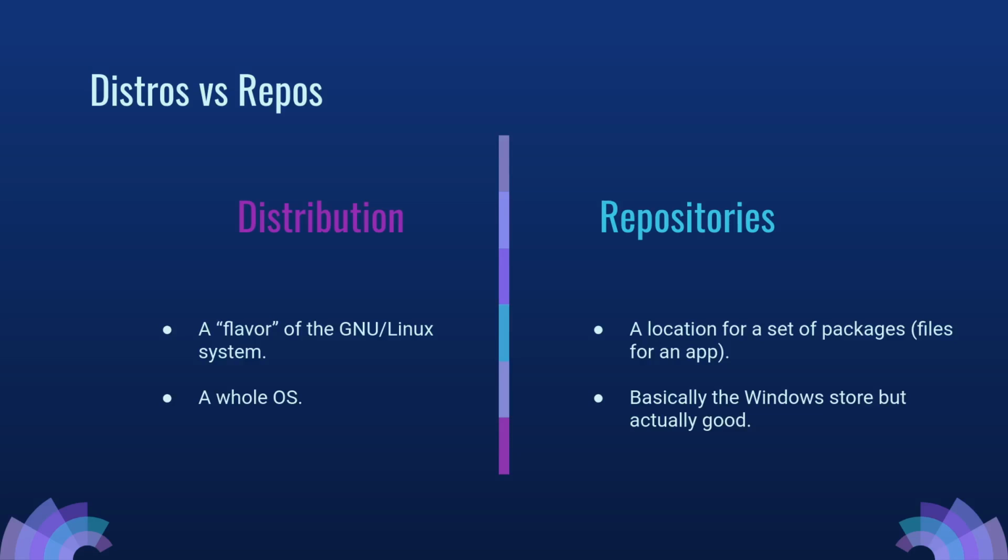And then there are repositories. Different Linux distros will have their own set of repositories, and it's essentially a location for a set of packages. And a package is just a set of files for an application. So if I want to download a program like zip, I would need to download files from the repositories. Those files include maybe zip, unzip, and other documents and man pages for the zip command. If you want another analogy, it's like the Windows Store, but what if it was actually good and worked?